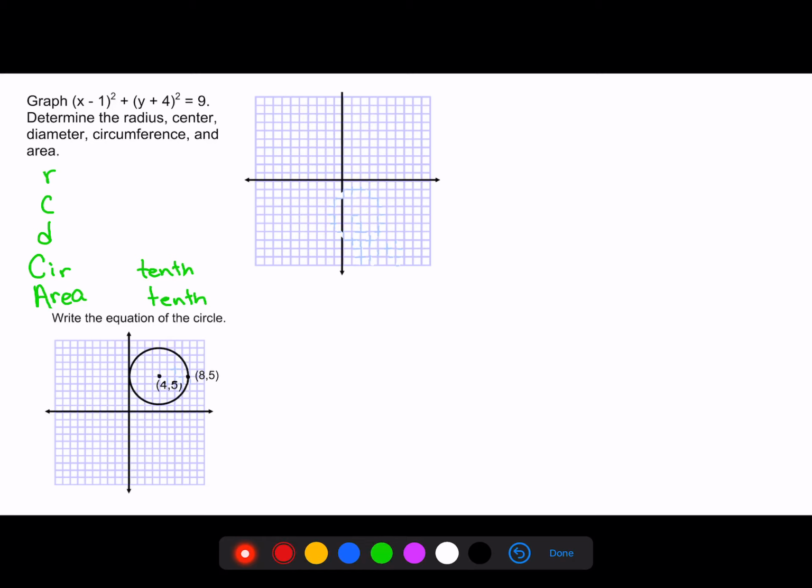So first off, our radius. Let's go ahead and find our radius first. Well, if I look at this, r squared is equal to 9. So our radius must be 3.